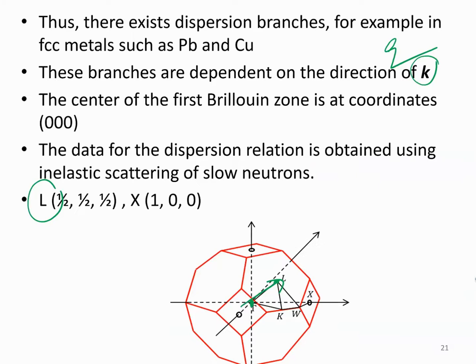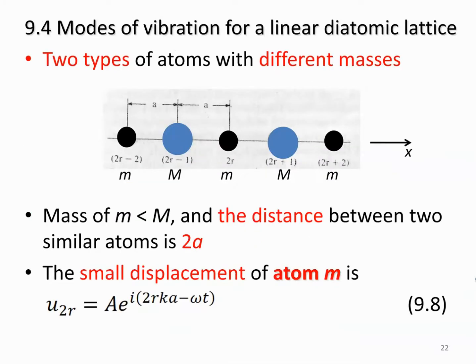The center of the first Brillouin zone is at coordinate 0, 0, 0, and the data for the dispersion relation is obtained using the inelastic scattering of the slow neutron. Okay, so the experimental result that I showed just now was actually obtained using the inelastic scattering by the slow neutron.